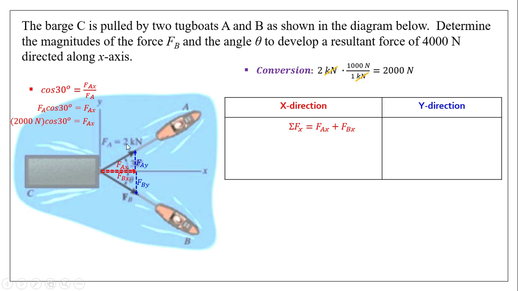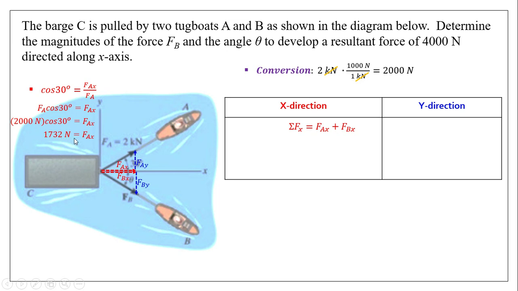This is where you've got to be careful. You don't want to plug in 2 without paying attention that this is 2 kN. So make sure you convert units before you start plugging in your calculator work. Here's 2,000 newtons, here's cosine of 30, and if you plug in 2,000 times cosine of 30, you should get about 1,732 newtons.